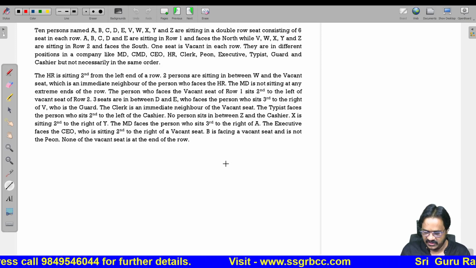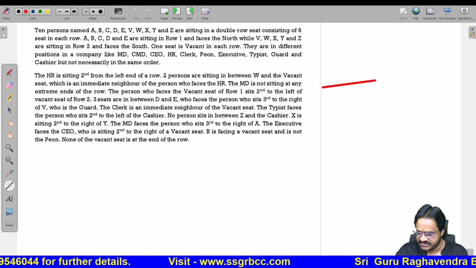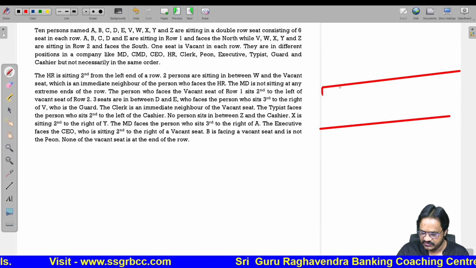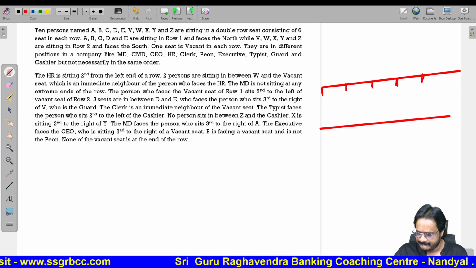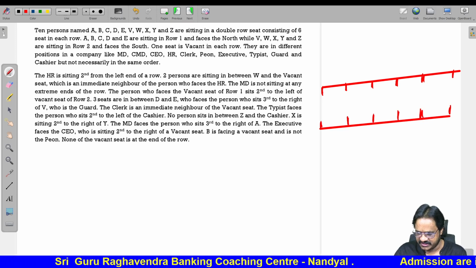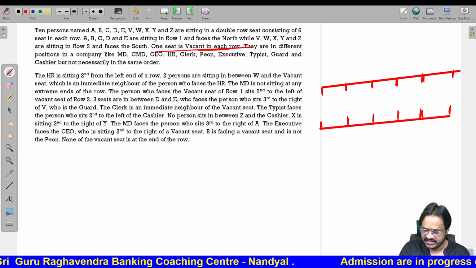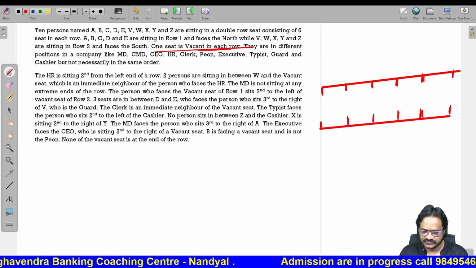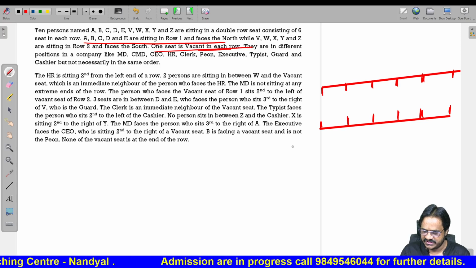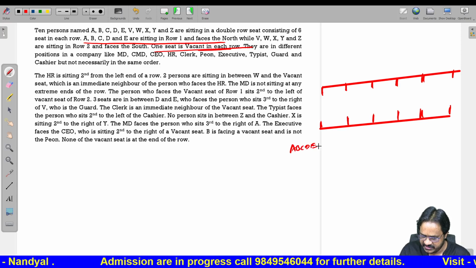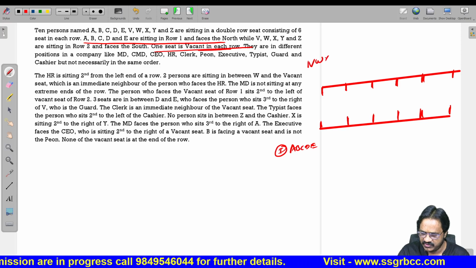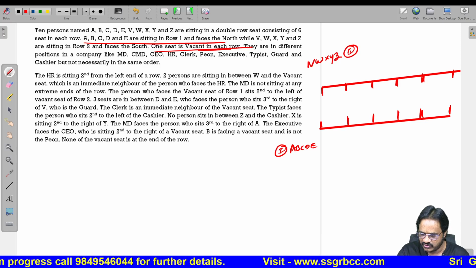So first of all, let us draw two lines. Divide each line into 6 parts. Since there are 6 seats and only 5 persons, you can clearly see one seat is vacant in each row. Now, here A, B, C, D, E are sitting in row 1 facing north. This is row 1 facing north. Then V, W, X, Y, Z are sitting in row 2 facing south.